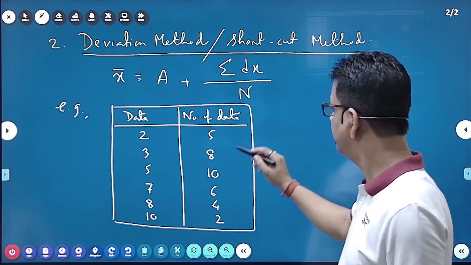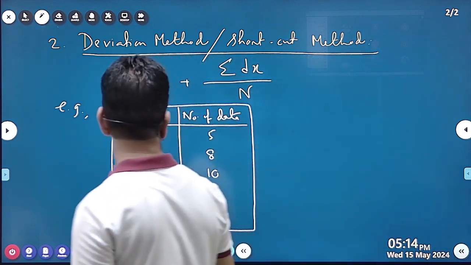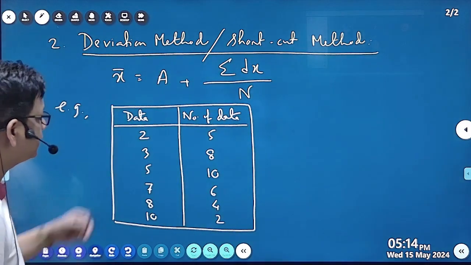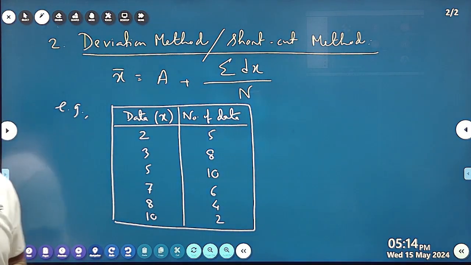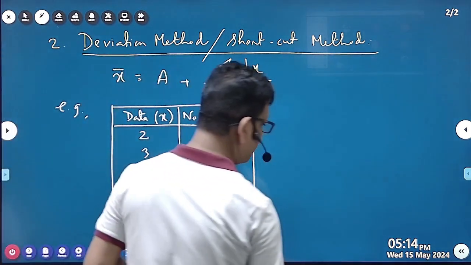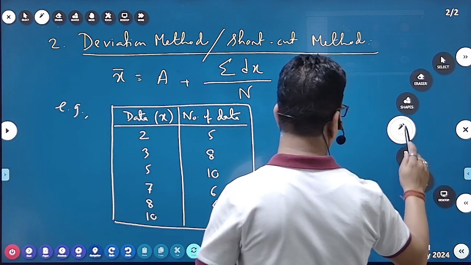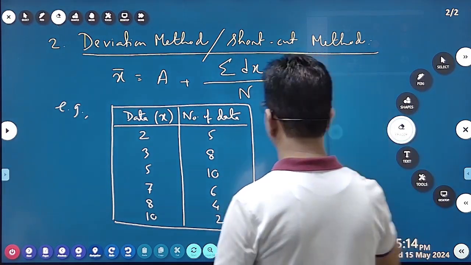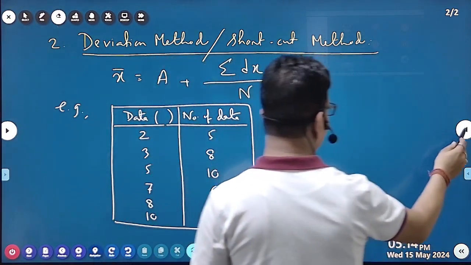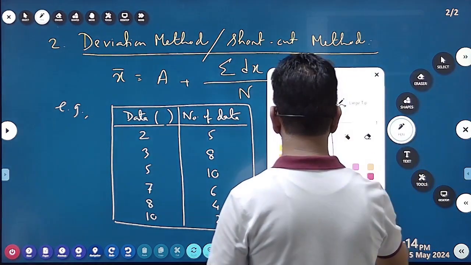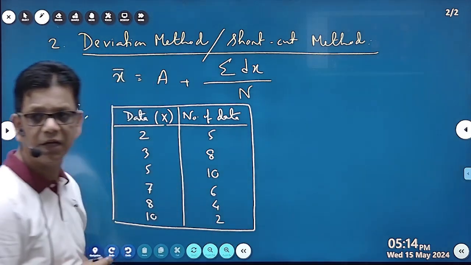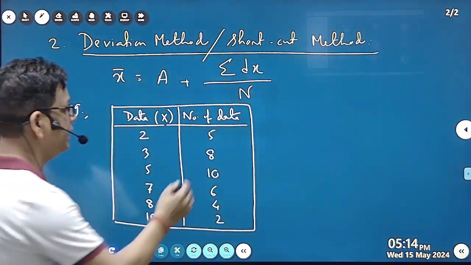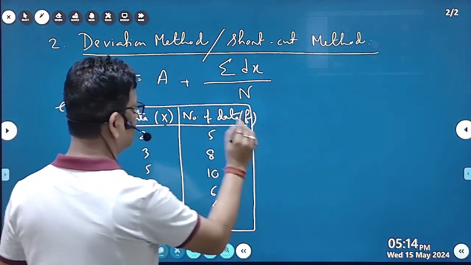Now, to do that, let us go by the symbol. This data that is there, we just write as x, either capital or small. In our book, capital X is there, so I am using the same symbol. Then you will be comfortable while practicing, yes or no? So I am using the same symbol that is in the book. Now, number of data actually refers to f, getting it?